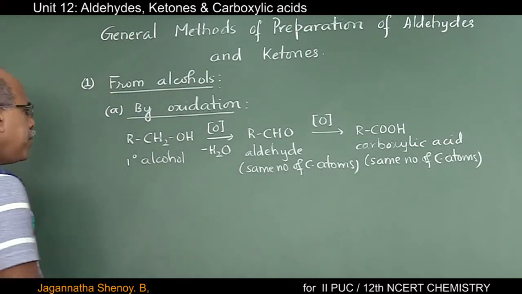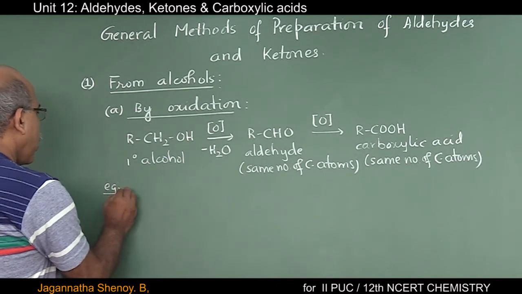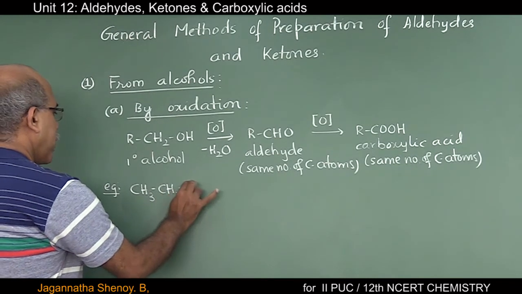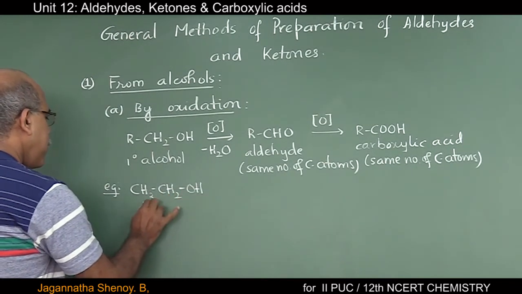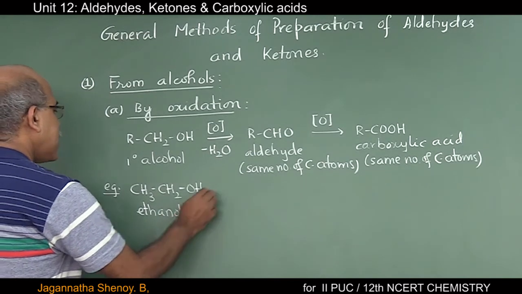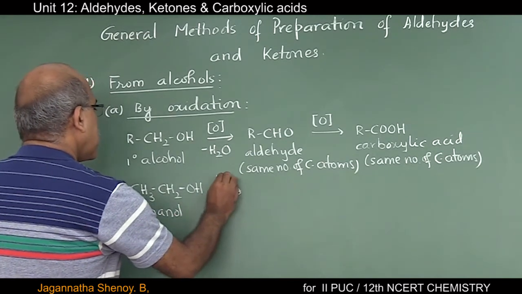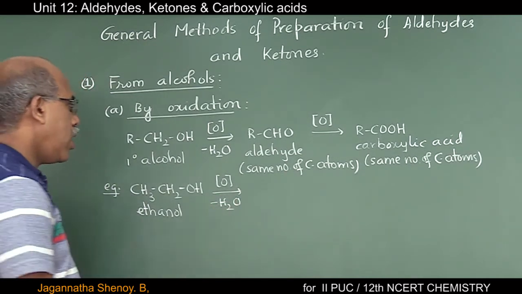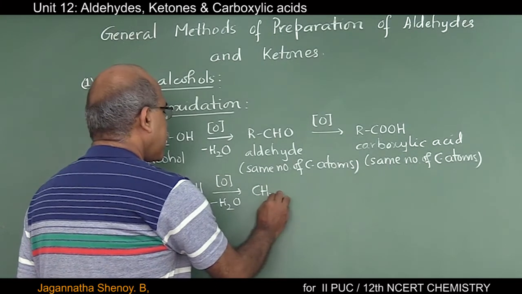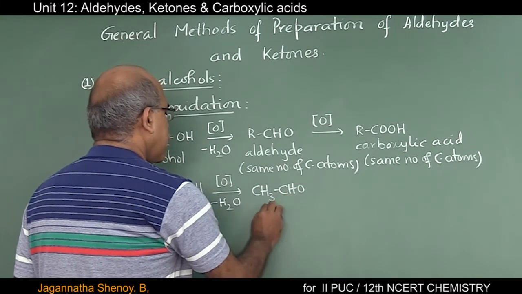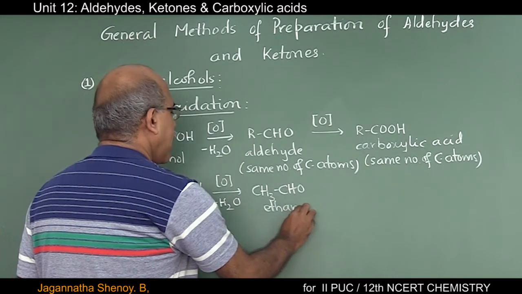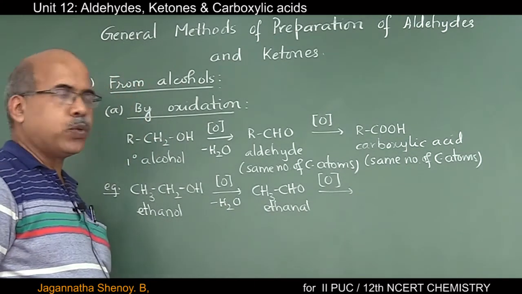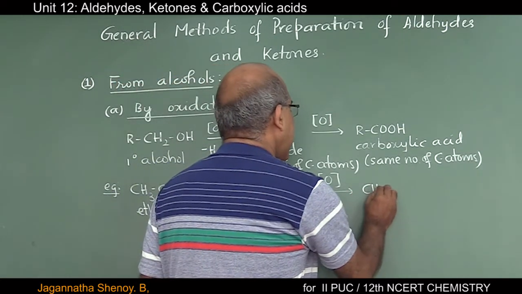For example, if I start from ethanol, CH3CH2OH, I'll subject it to oxidation. So initially I get acetaldehyde, IUPAC name ethanal. And this will undergo further oxidation. It gives you acetic acid, or it is ethanoic acid.